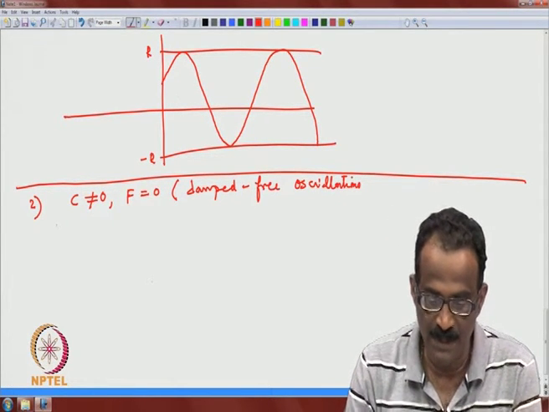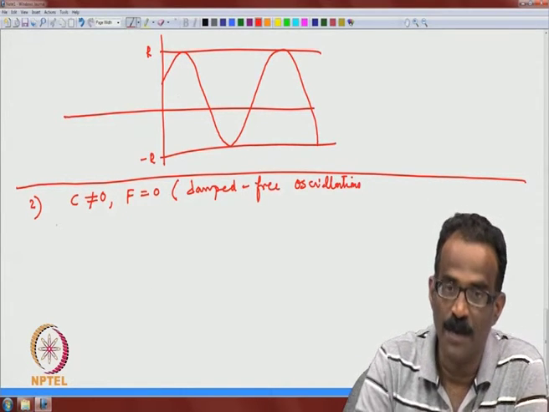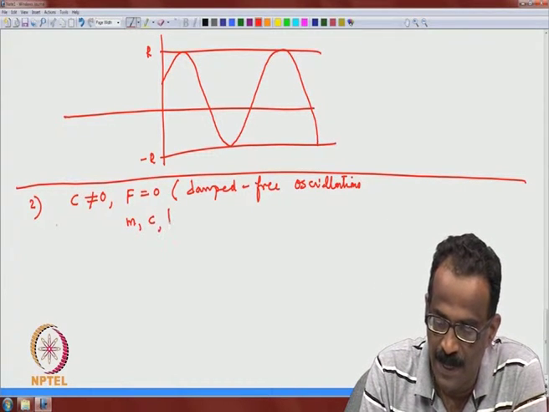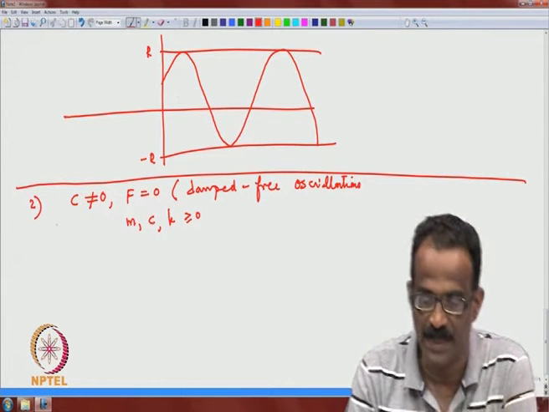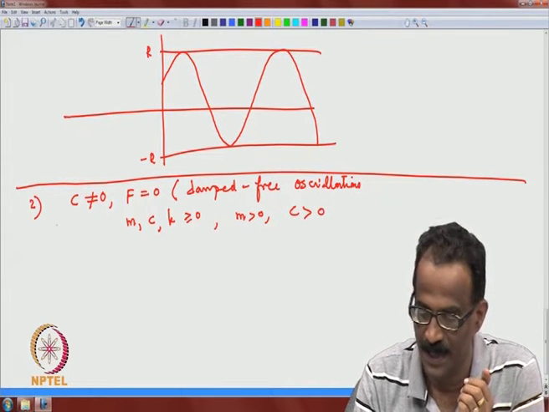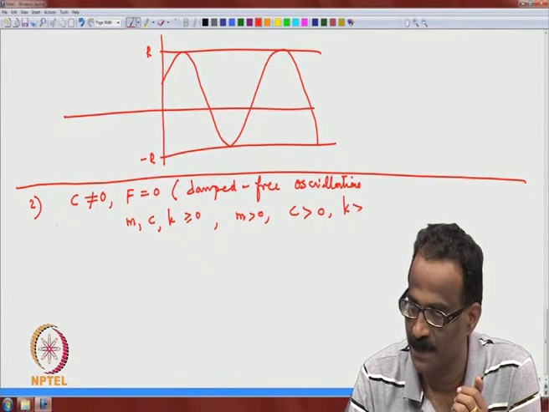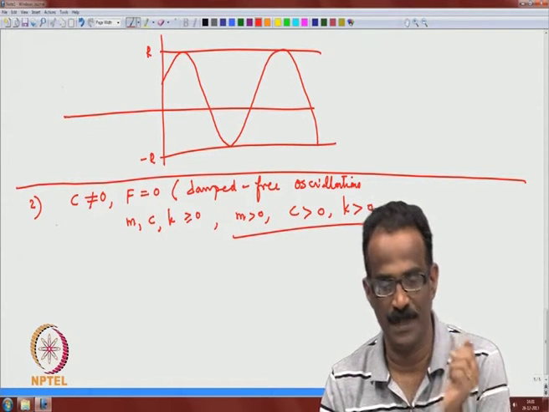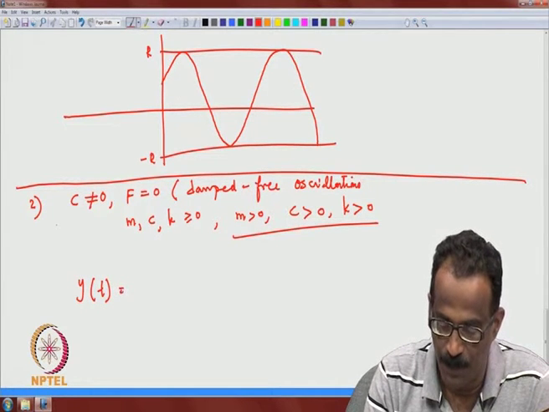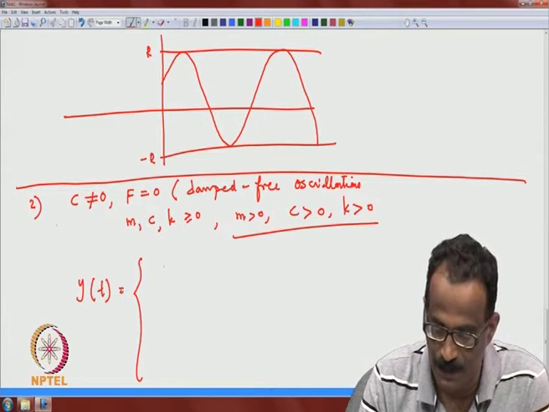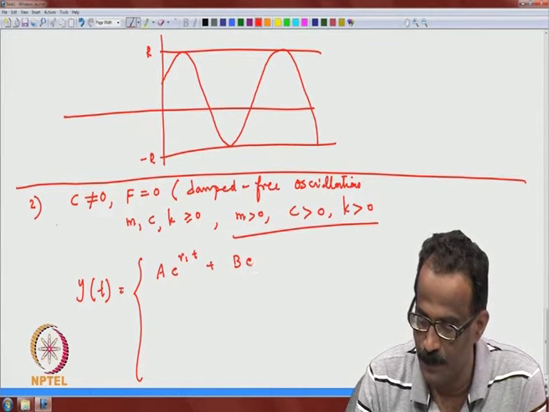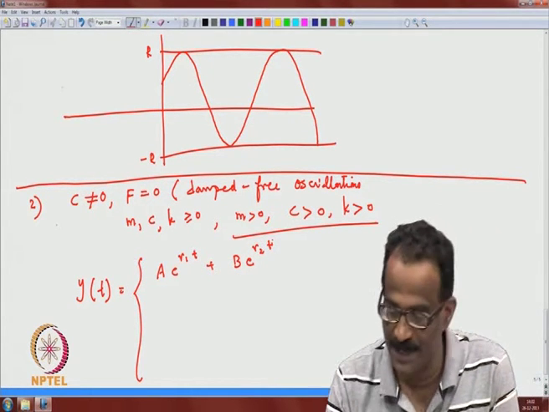In this case it is a homogeneous equation, and for a homogeneous equation you know how to write down the solution. Here m, c, k are non-negative. In fact, we are assuming m is always positive, c positive in this case, and k is also positive. So, you are assuming everything is positive. You can write down your solution, which we have already obtained, depending on the roots. So, you will have a general solution of the form a e power r1 t plus b e power r2 t. When is that? When the roots are distinct.